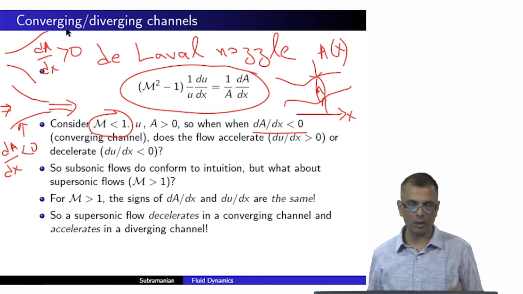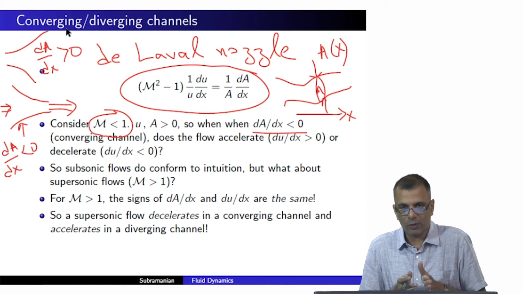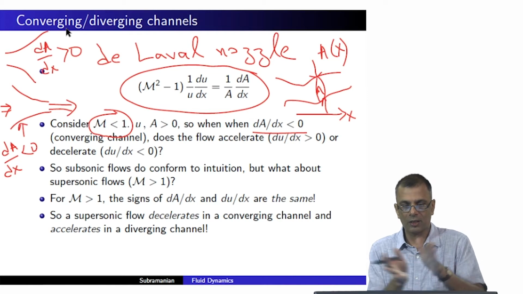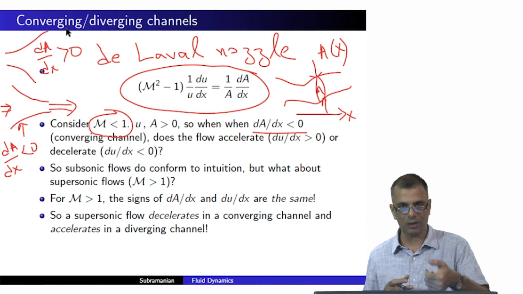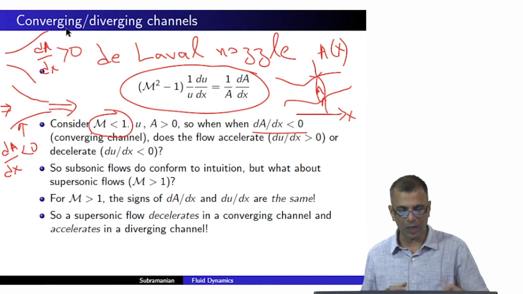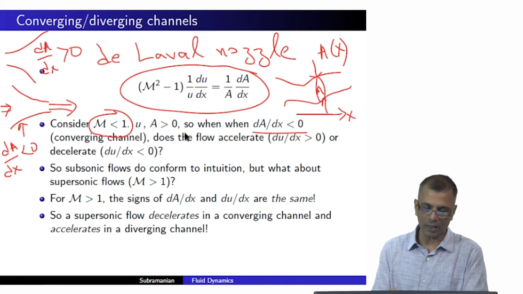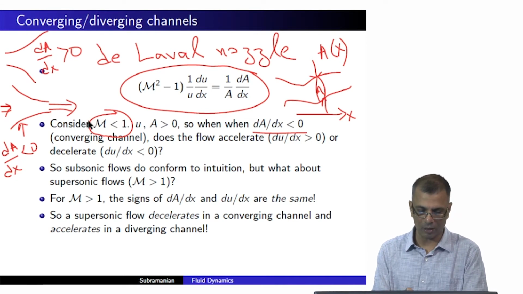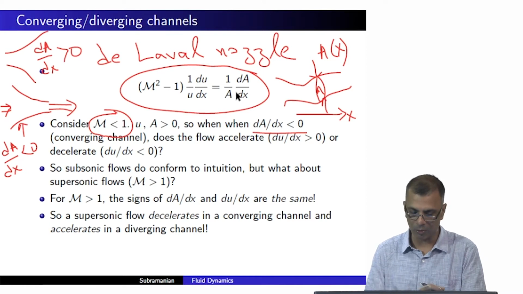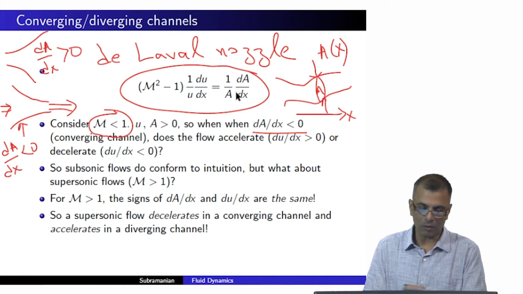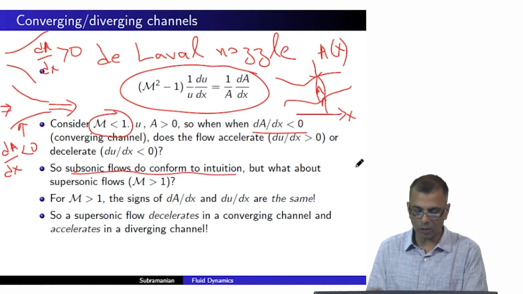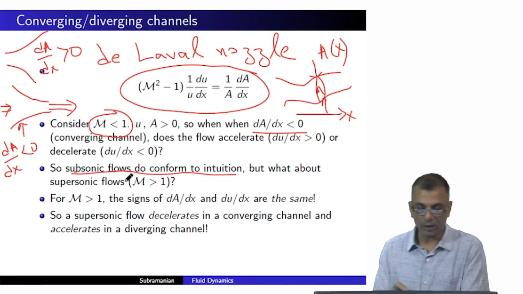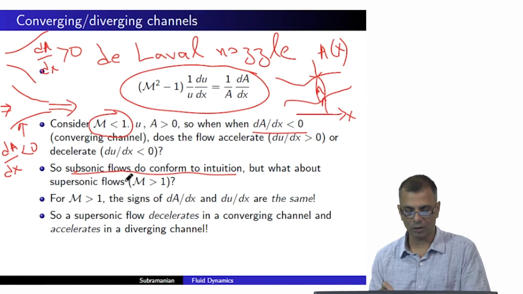And so we normally expect that when the cross-sectional area is increased, the flow decelerates, and when the cross-sectional area is decreased, in other words, for instance, if you pinch the pipe, the flow accelerates. I mean, as long as the Mach number is less than 1, that behavior is indeed reproduced. The thing is, though, so subsonic flows do conform to intuition. But what about supersonic flows, right? And we find some strange behavior in supersonic flows.